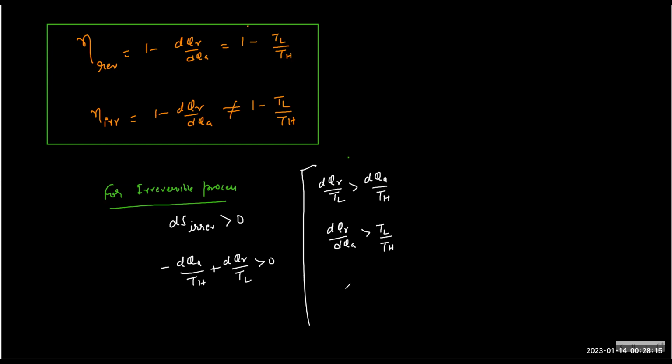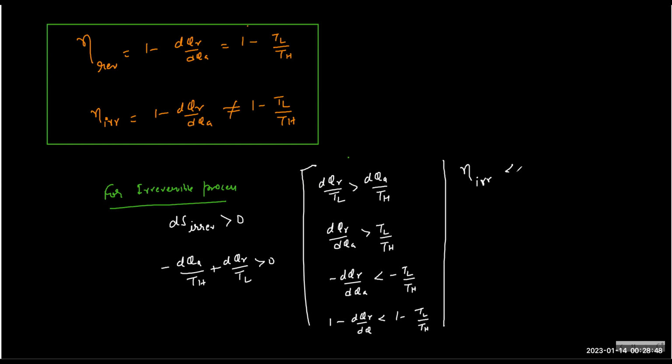So minus dQr by dQa is less than minus TL by TH, if you know the property of inequality. So 1 minus dQr upon dQa is less than 1 minus TL by TH. Correct? Which simply means the efficiency of an irreversible process is always less than the efficiency of a reversible one.